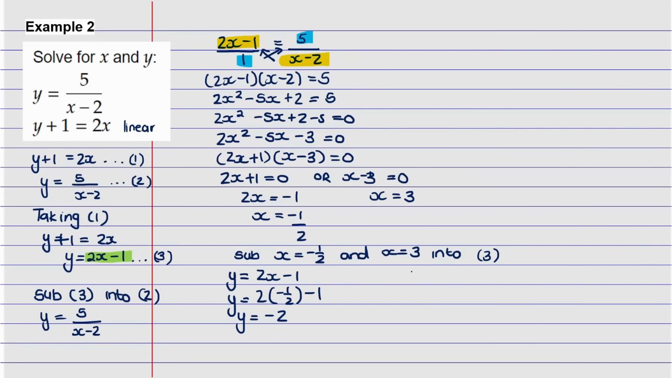Then on this side, y equals 2 times (x minus 1), so y equals 2 times 3 minus 1.